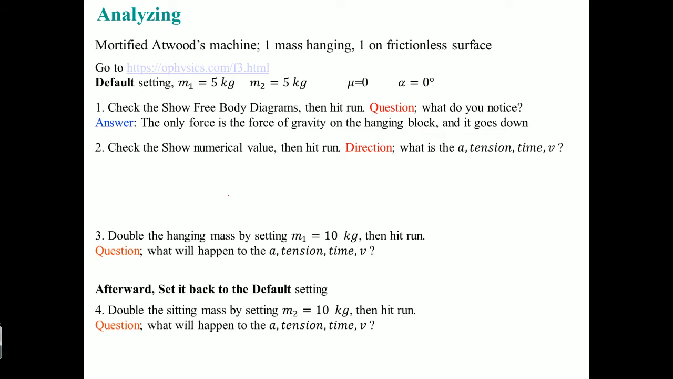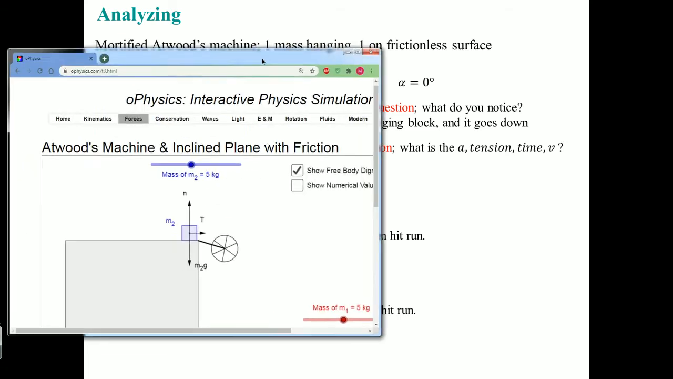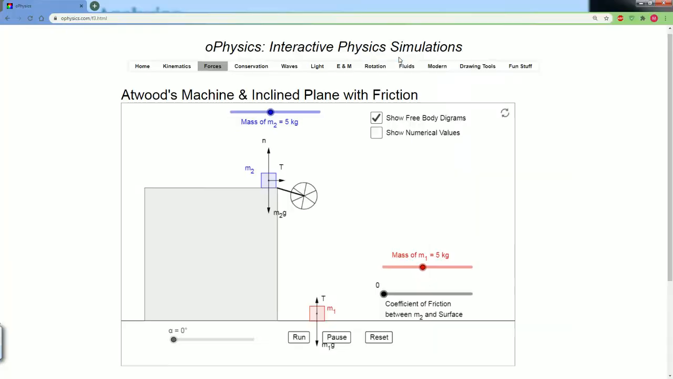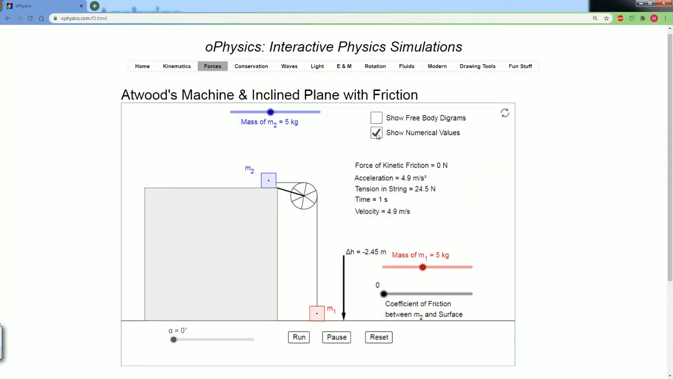Next, check the show numerical value. So I'm going to check the show numerical value, reset it, and hit run, and I'm going to get some calculations. All right, so my acceleration here was 4.9. My tension is 24.5. My t equals 1. My velocity equals 4.9.